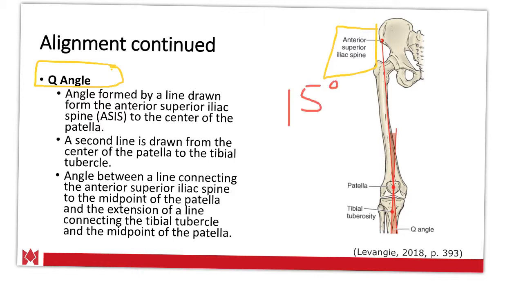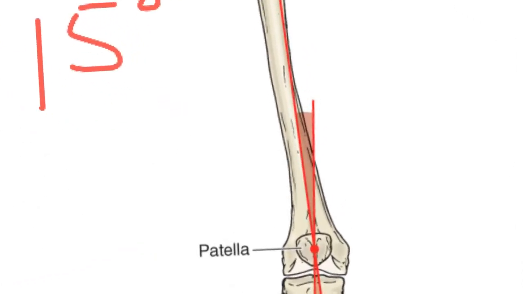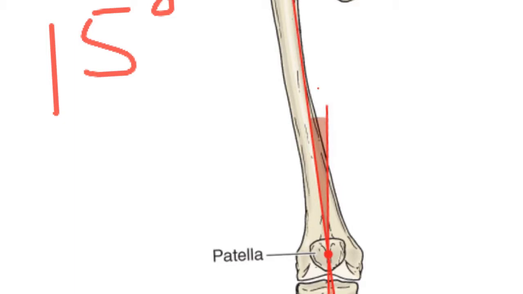However, that can vary between men and women. Women tend to be closer on average to about 17 degrees, and men tend to be around 12 to 14 degrees. And just to show you what exactly we're looking at, we're looking at this angle right there. The higher the Q angle, essentially the wider the hips relative to the knee. So a large Q angle would look something like that. That's grossly exaggerated, but you get the point that that is a really wide Q angle.